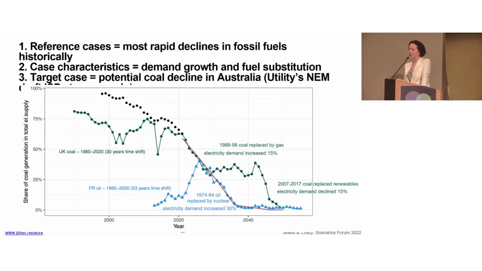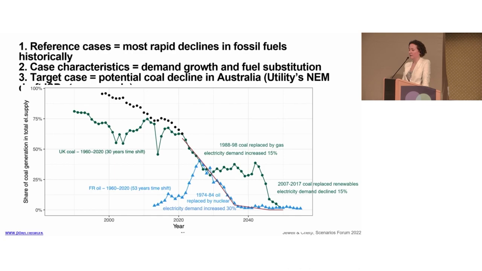But we're also starting to experiment with looking at front runner cases, or the most rapid cases we observe historically. This is some work we recently did for Australia, where our reference case was the most rapid declines in fossil fuels and electricity, so that's in the green, in UK coal. And we shift these data to be able to compare it to the scenarios developed in Australia for its planned coal phase out. The conclusion and input we're able to give is that to realize this coal phase out, Australia would need to phase out coal as fast as France phased out oil in the 1970s.